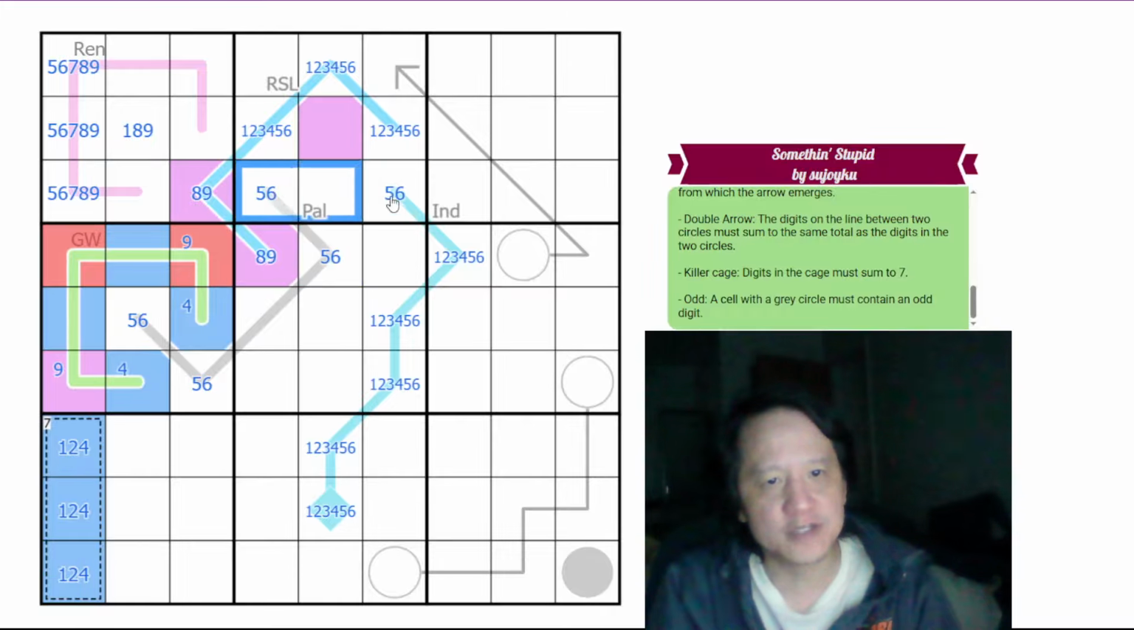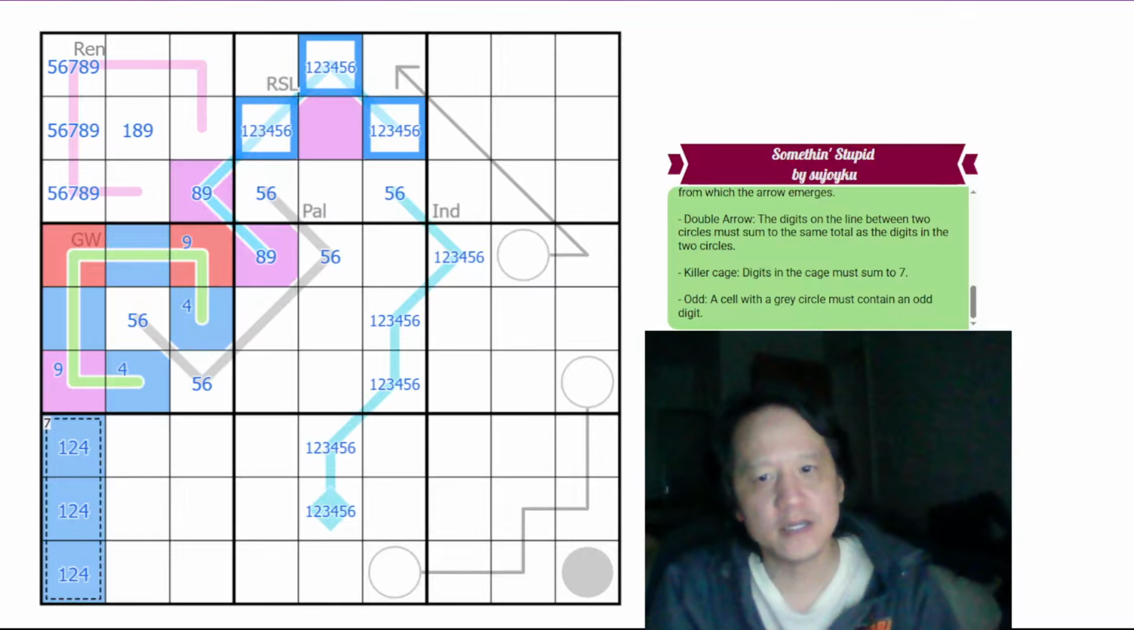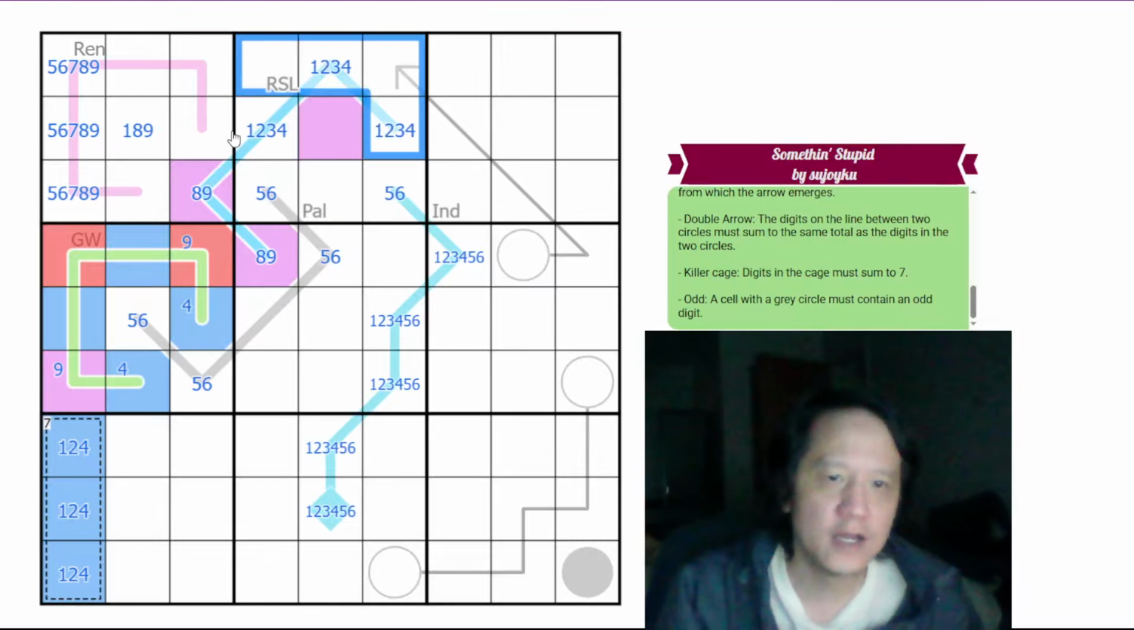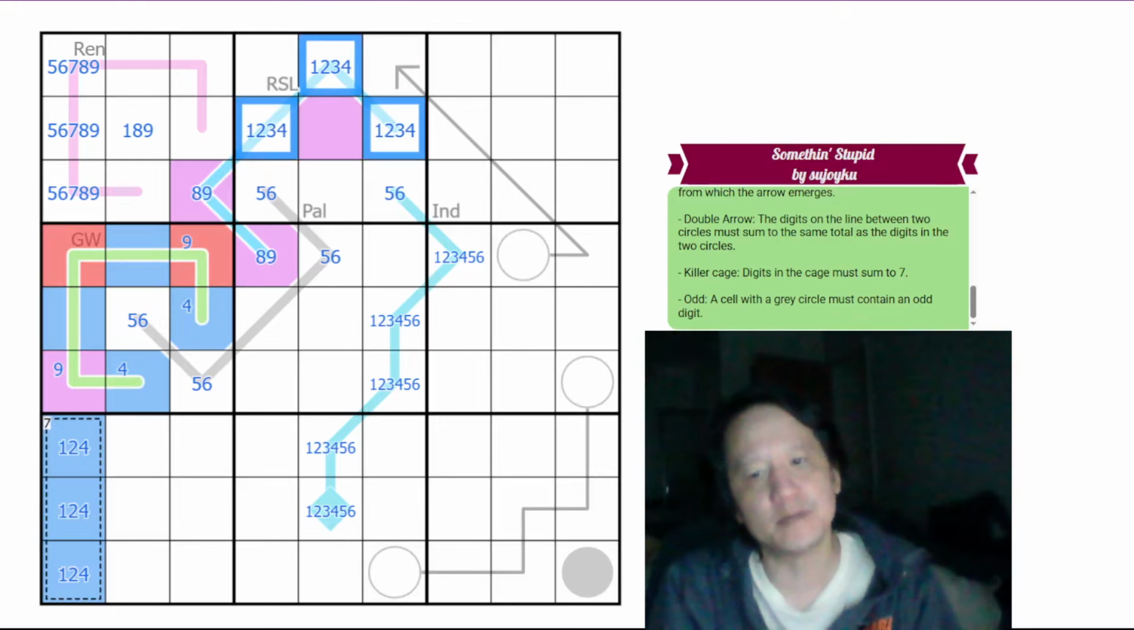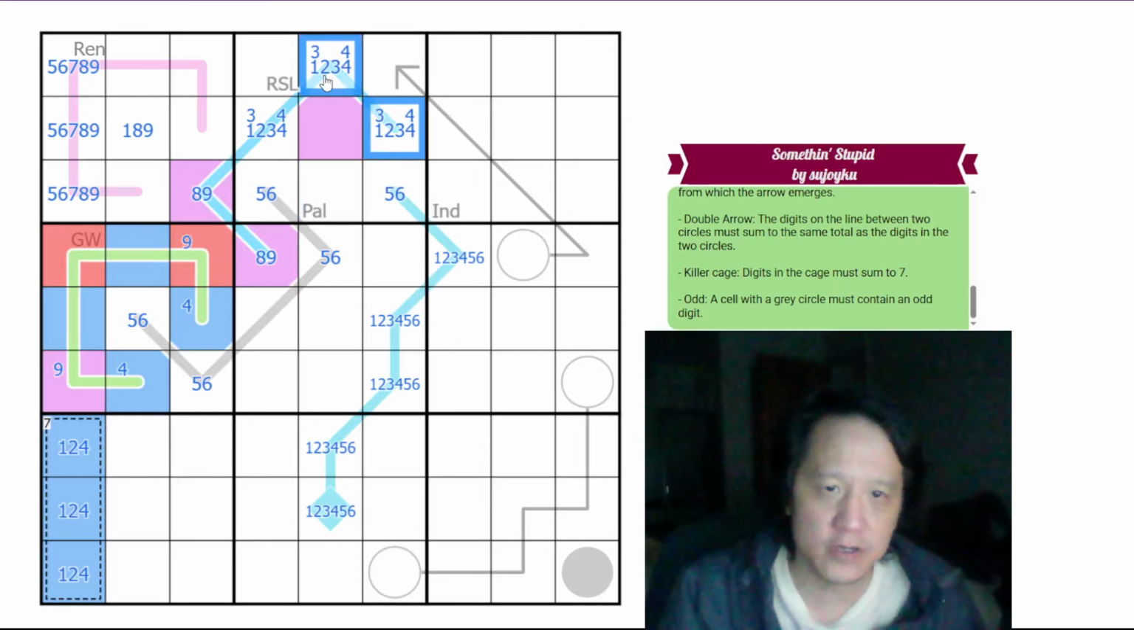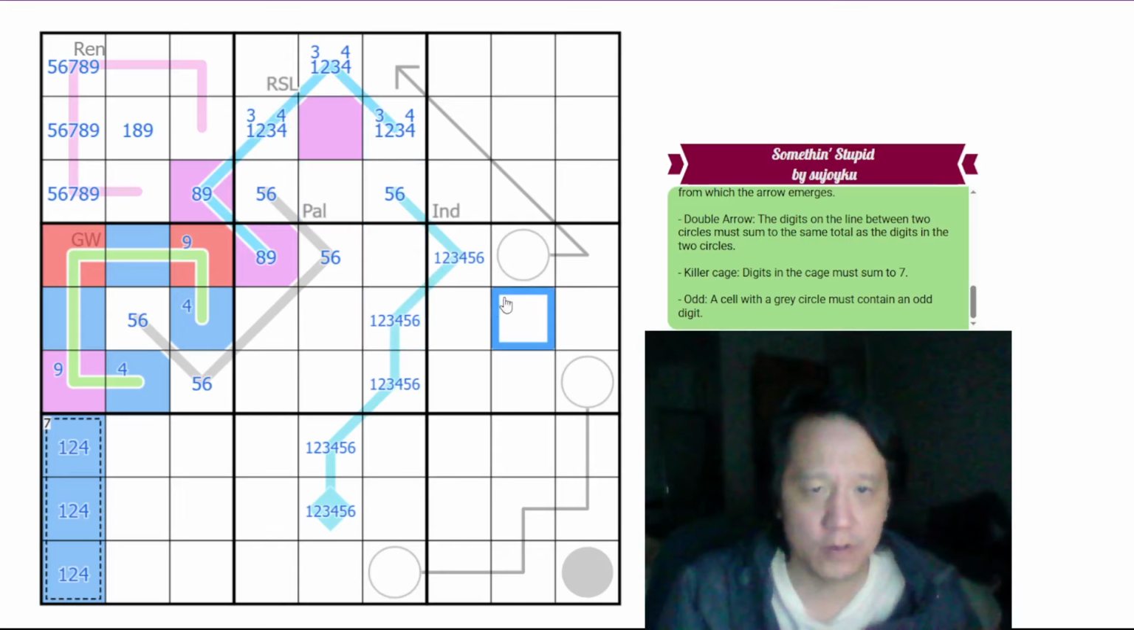So this 5, 6 eliminates 5 and 6 in the rest of the box as a possibility. So this has to be 1, 3, 4 adding up to 8, or 2, 3, 4 adding up to 9. So this is guaranteed as a 3 or 4 here.